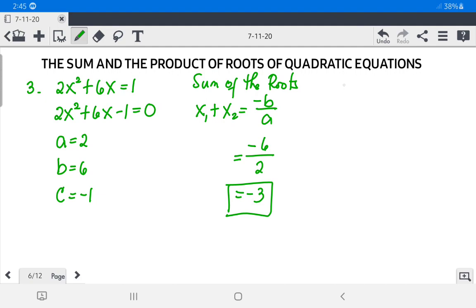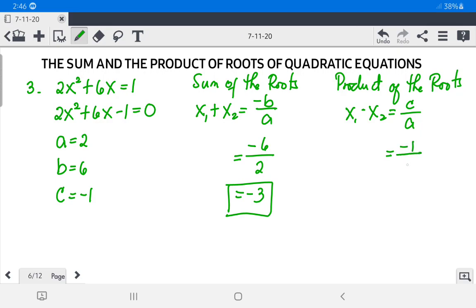For the product of the roots, x of 1 times x of 2, so that is c over a, right? So, c is negative 1 divided by a, which is 2. So, we have here negative 1/2. So, the product of the roots is negative 1/2.